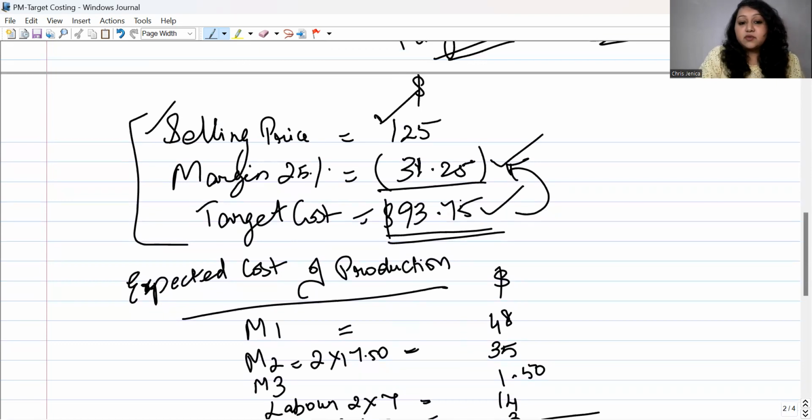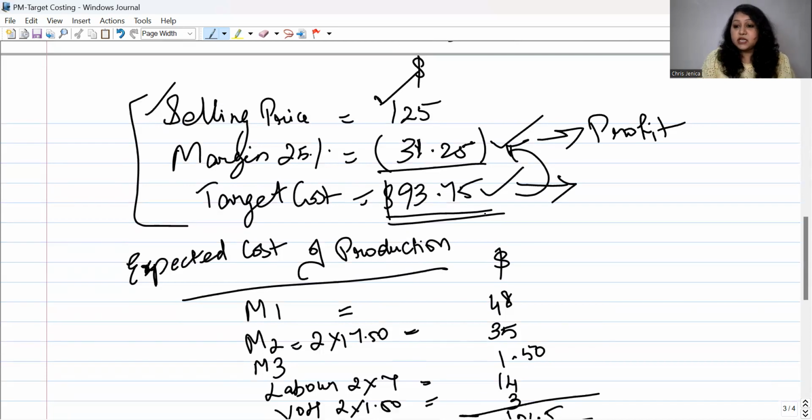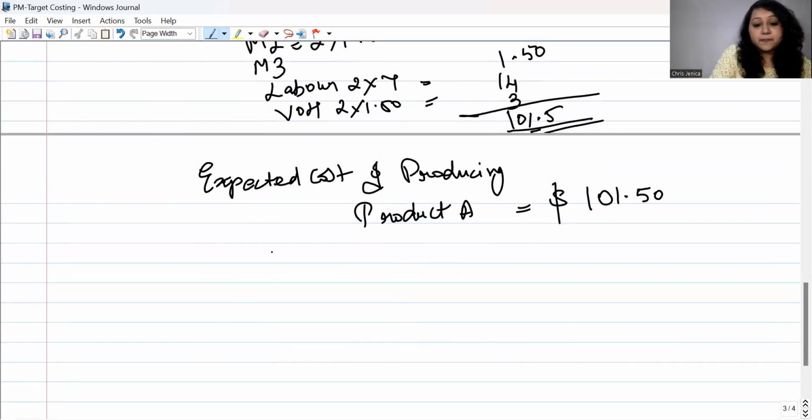What did we arrive at? We had a selling price at 125. We had a margin, 25% was my requirement of profit. This was my required profit. So if I subtract that, I got my target cost at 93.75.